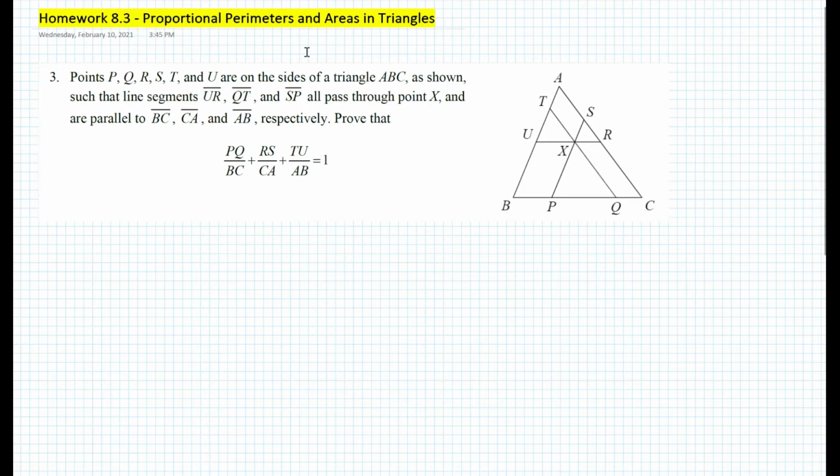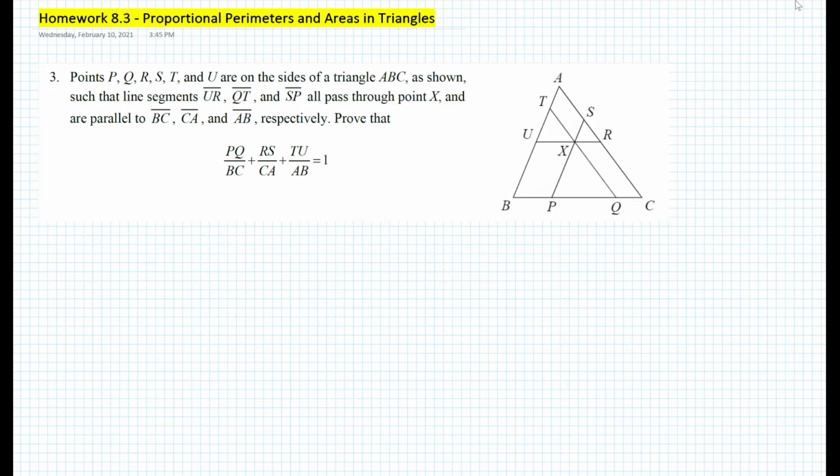Points P, Q, R, S, T, and U are on the sides of a triangle ABC as shown, such that line segments UR, QT, and SP all pass through point X and are parallel to segments BC, CA, and AB respectively. Prove that PQ over BC plus RS over CA plus TU over AB is equal to 1. So how do we solve this problem?